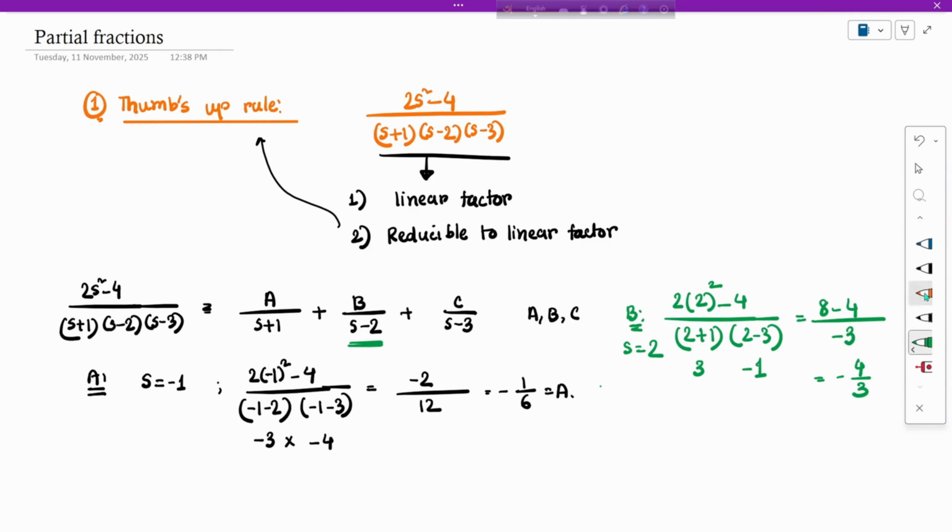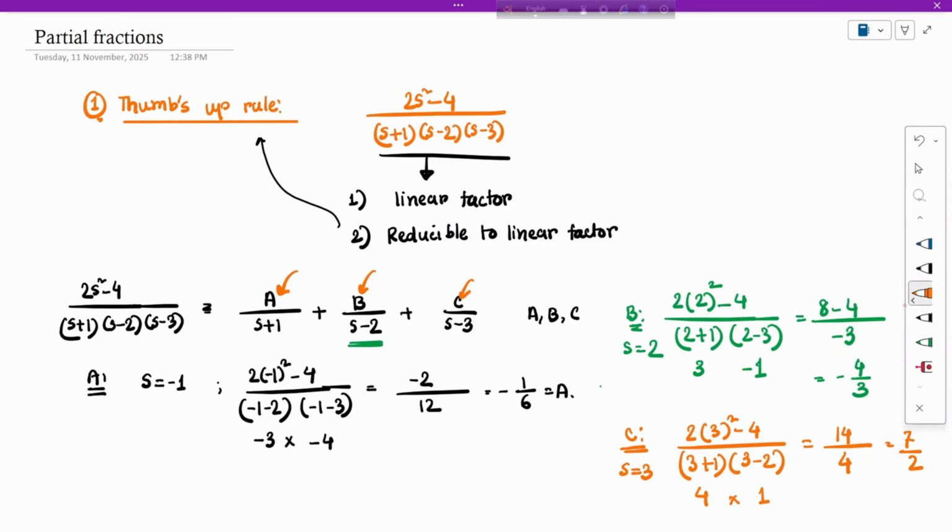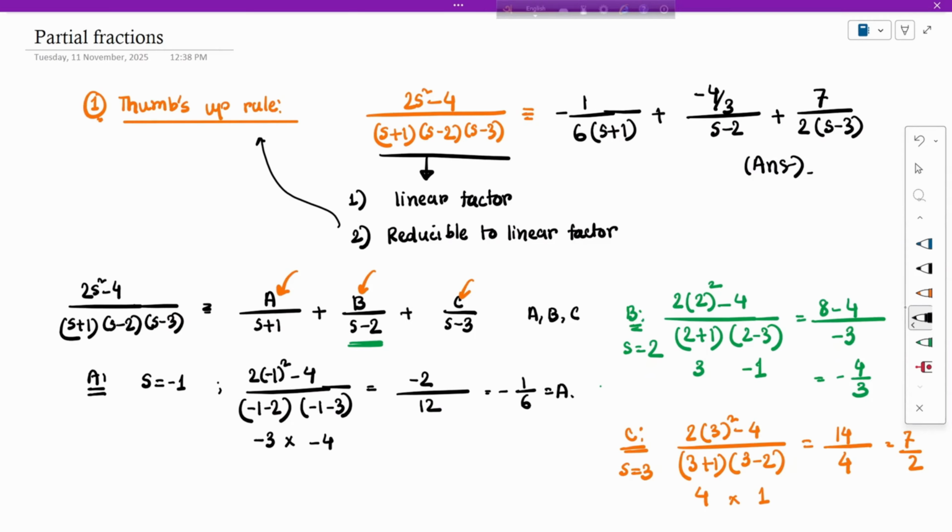And for determining the value of c, we're going to have to input, you can guess it by pausing the video, what is the value of s that will lead us to c? Yes, you are probably right. s is going to be 3, and in the same way we input s equals 3 in every factor except s -3. All right, so the value of c becomes 7/2. I hope my calculations are correct. So we have determined all the values for a, b and c. So the resultant expression is going to become this, and that's your answer. It was really easy to solve, and the solution is really small. So this is the first case of using the thumbs up rule.